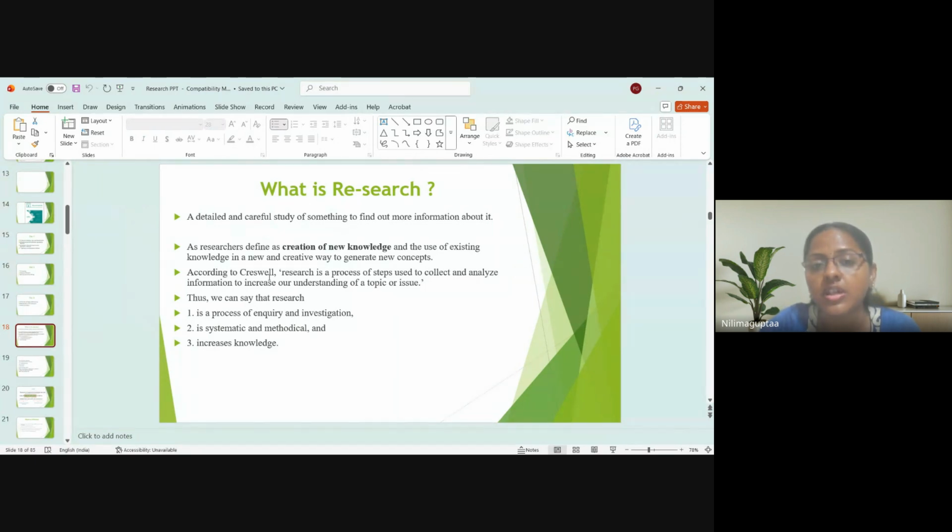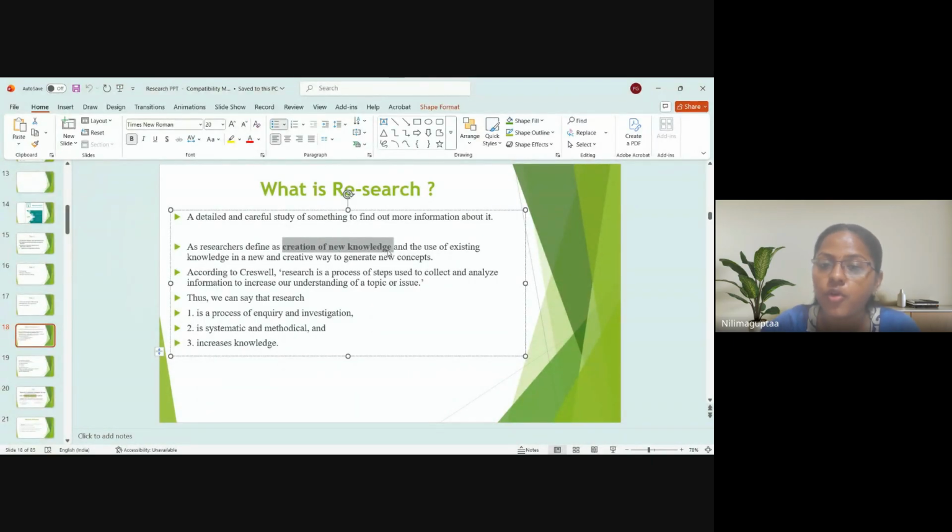This is a very important thing. Whenever I talk about research, it is very important that we bring some kind of conclusion. That is the main goal of any research. So the very basic meaning of research says: a detailed and careful study of something, basically to find more information about that topic. Some researchers define it as the creation of new knowledge. This is a keyword for understanding the meaning of research. And what we do is use that existing knowledge in a new or creative way to generate certain new concepts over a period of time.